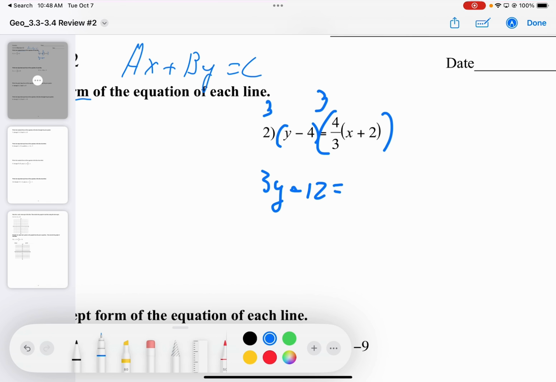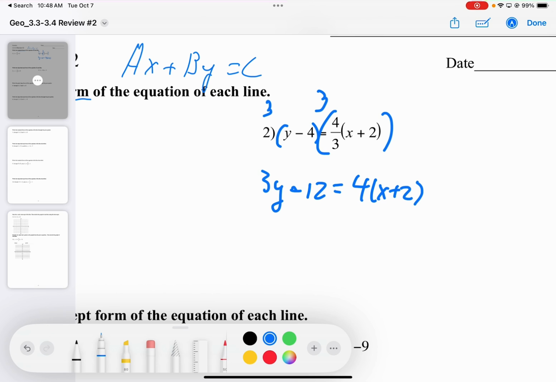Now, I only need to multiply the 3 by this one expression one time. I don't need to multiply it by x minus 2 and by 4/3. So what I would do is multiply the 3 and the 4/3 by each other. What happens when you multiply 3 by 4/3? The 3's cancel out, right? So you're just left with the 4. So you have 4 times x plus 2.